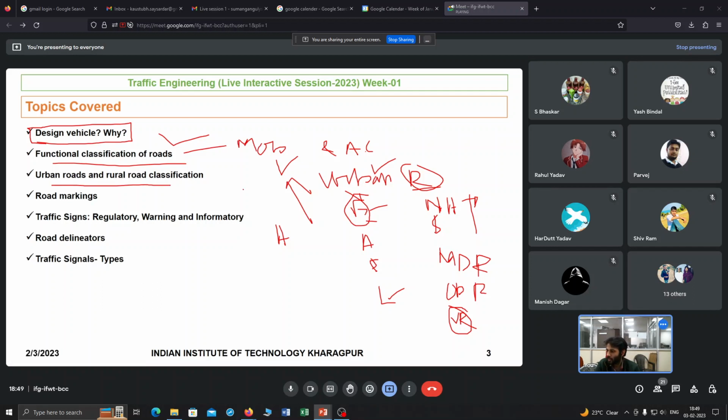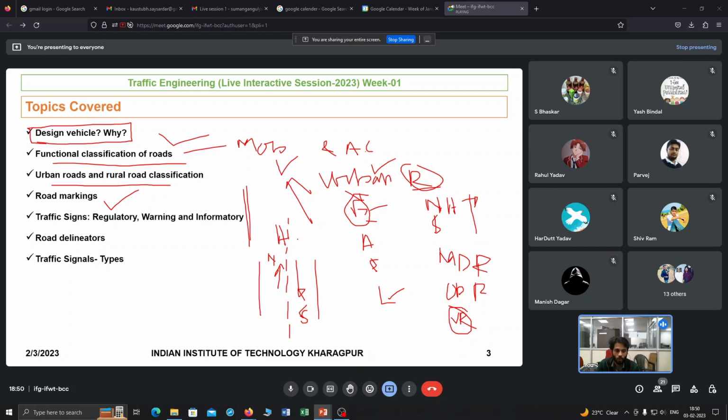Then come road markings. Why do you need markings on the road? Suppose you have a two-way traffic road and this is your center line. It segregates the movement direction: suppose this side is going north and this side is going south, right? So you need a proper indicator of how it is segregating. This is one example of a center line road marking.